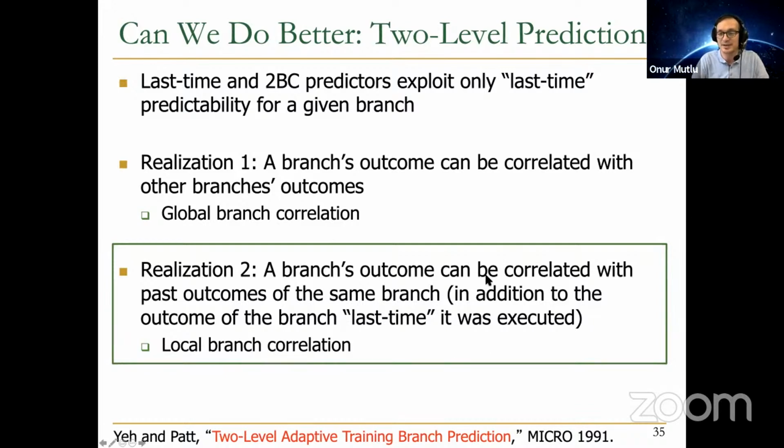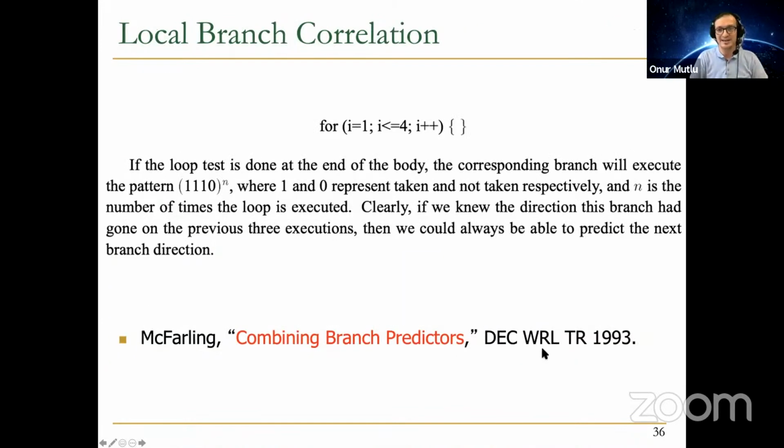Essentially, a branch's outcome can be correlated with past outcomes of the same branch, in addition to the outcome of the branch last time it was executed. So we're going to look at longer histories than just the last time the branch was executed. And the best way of motivating this is how the paper that I assigned you does it. They talk about local branch correlation first, because it's maybe more intuitive to people.